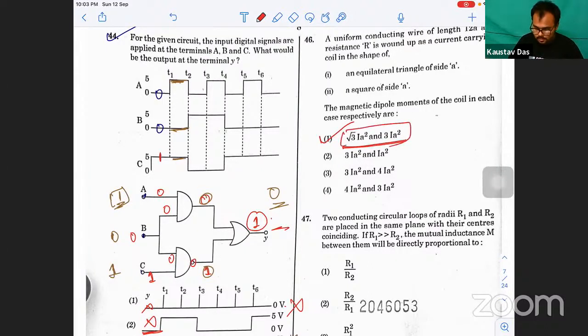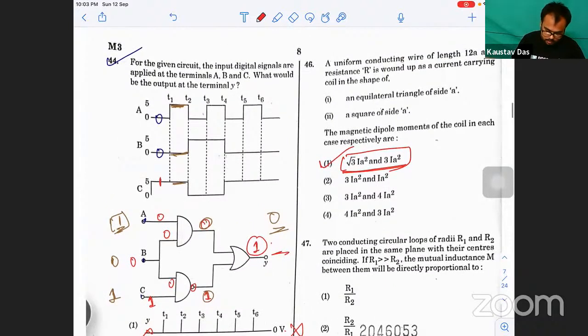Option number 1 is correct. It's pretty easy to calculate the magnetic moment. This is M equals N into I into A, the number of turns, I into A. The number of turns you just have to find out. A is the area, and the area for the equilateral triangle is root 3 by 4 into a square, and for the square, it is a square.